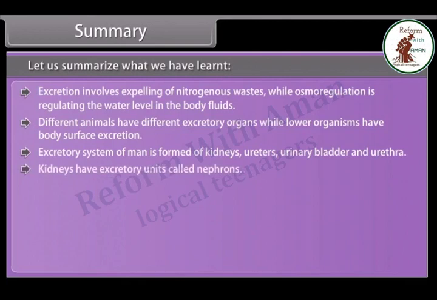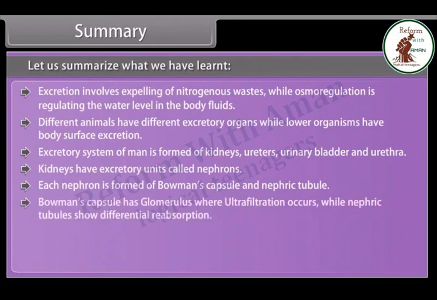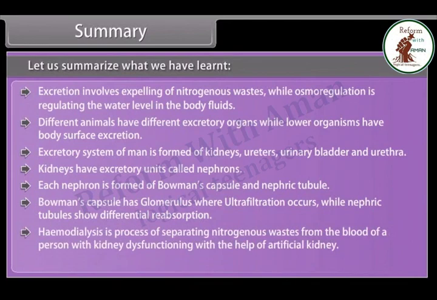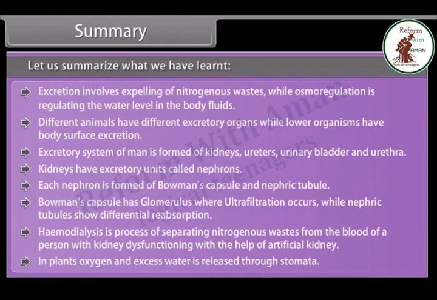Kidneys have excretory units called nephrons. Each nephron is formed of Bowman's capsule and nephric tubule. Bowman's capsule has glomerulus, where ultrafiltration occurs, while nephric tubules show differential reabsorption. Hemodialysis is a process of separating nitrogenous wastes from the blood of a person with kidney dysfunction with the help of an artificial kidney. In plants, oxygen and excess water are released through stomata.